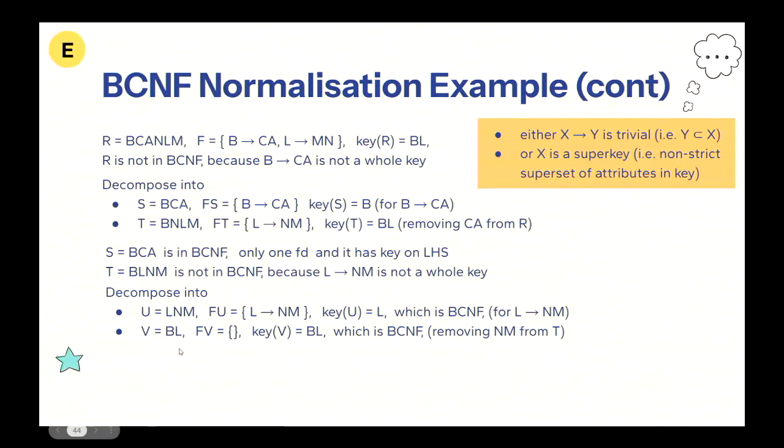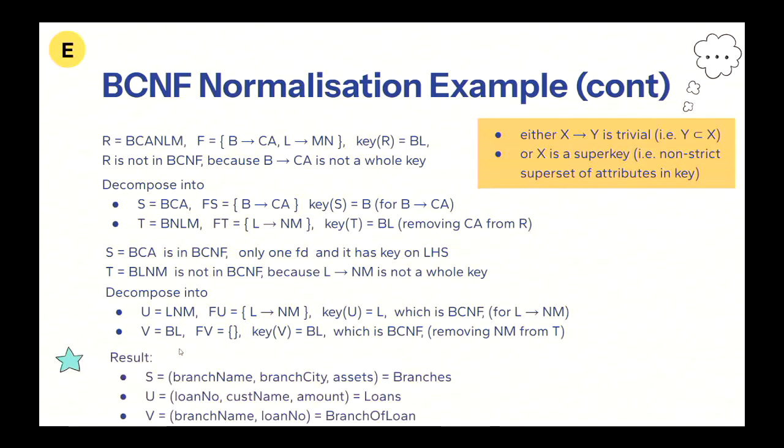So now all the tables are in BCNF. In the end, we will have S, U, and V. All the three schemas now are in BCNF. And we have finished the normalization. So this is how we do BCNF.